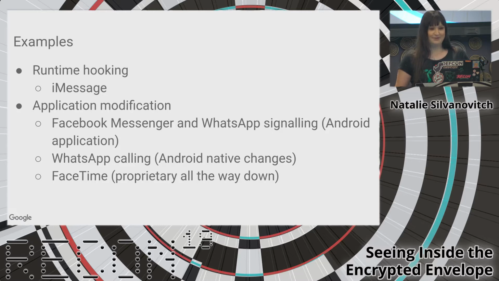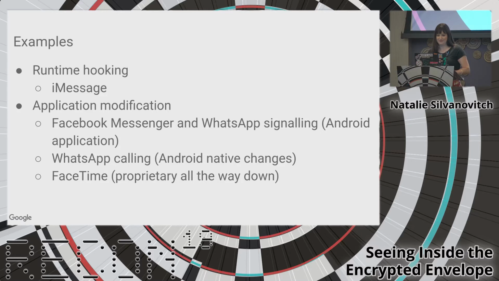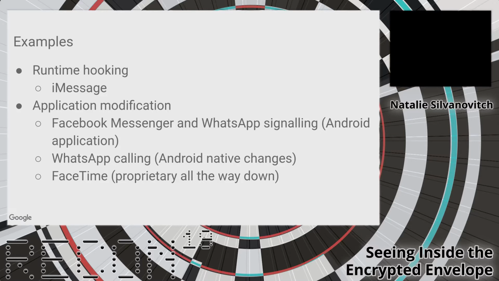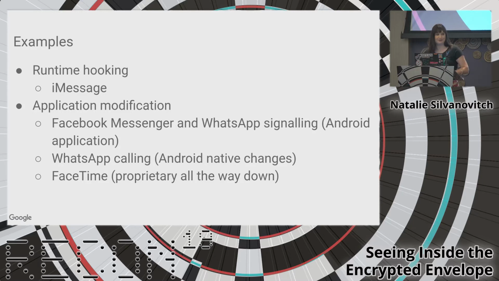So I'm going to give some examples of how I looked at different clients. I have an example of runtime hooking, which is iMessage, and then some of application modification. WhatsApp signaling are examples of Android applications where I was able to change the Java. And then WhatsApp calling is an example of an Android application where I had to change the native code. And then FaceTime is an example of just proprietary all the way down, and I had to start from scratch.